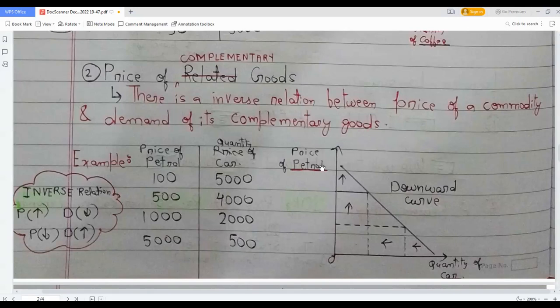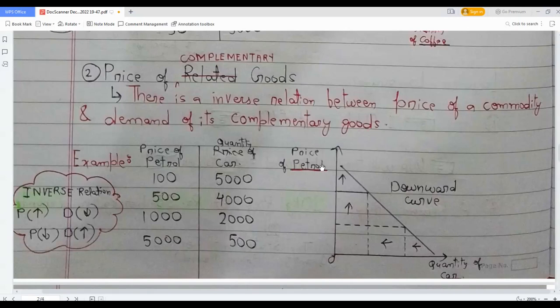Now let's take the example of petrol and quantity of cars. The price of petrol increases from 100 to 500 and the quantity of cars decreases by 1000, that is from 5000 to 4000. Similarly, when the price of petrol increases from 500 to 1000 to 5000, the quantity further decreases from 4000 to 2000 to 500.